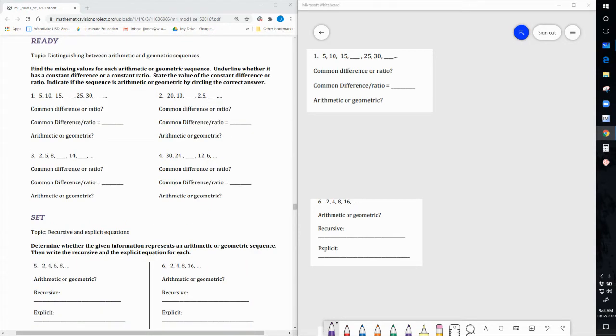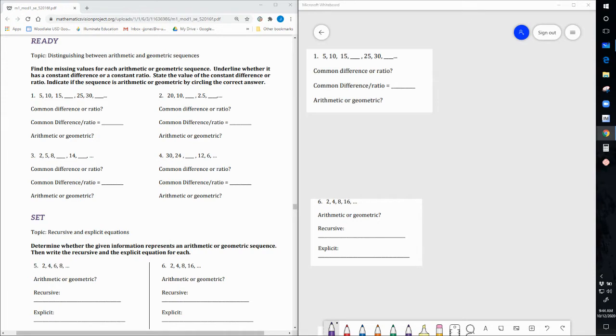All right, so I can't stress enough that you need to read the directions. So make sure you read the directions so you always know what to do. These first four problems, 1 through 4, there's 3 answers that you have to give per problem, and you also have to fill in the blanks for any missing number. So let's go ahead and look at number 1.